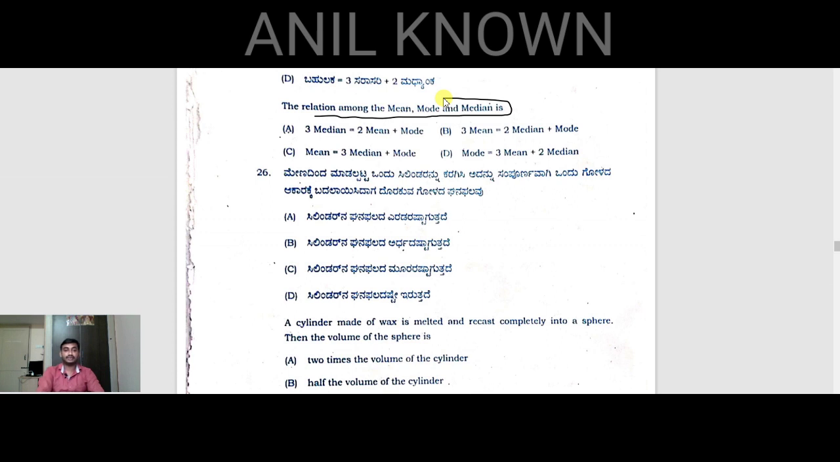The relation among the mean, median and mode is a very simple, direct question. Option A, 3 median is equal to 2 mean plus mode, is the correct answer. The next question is, a cylinder made of wax is melted and recast completely into a sphere, then the volume of the sphere is? It is a very simple question and the volume does not change when it is molded from one shape to another. Therefore, the answer is option D, equal to the volume of the cylinder.